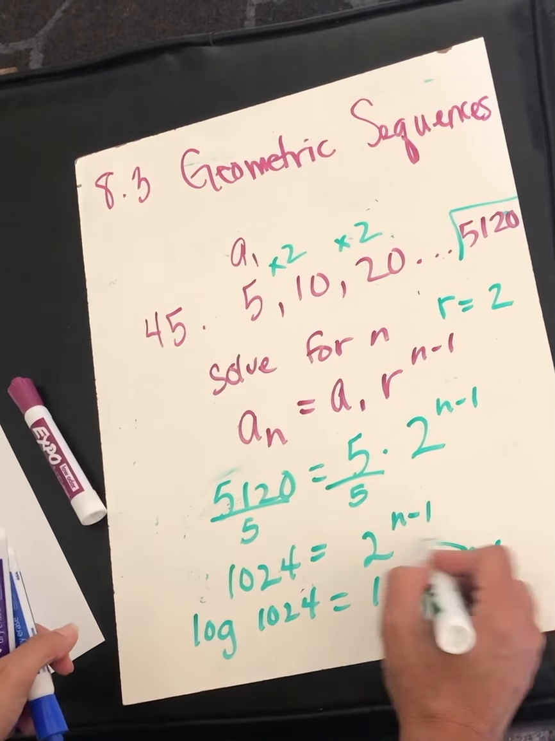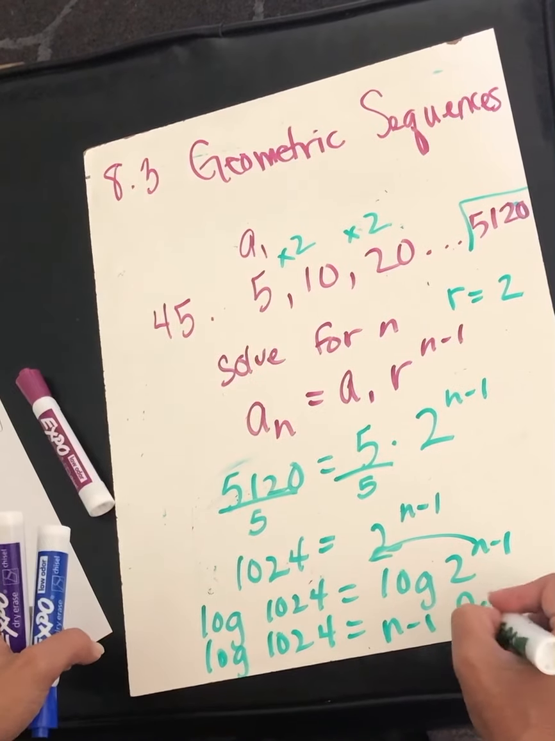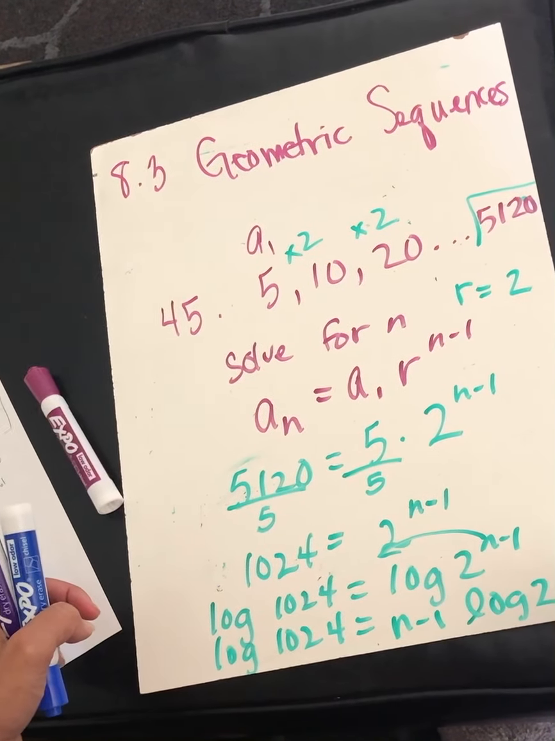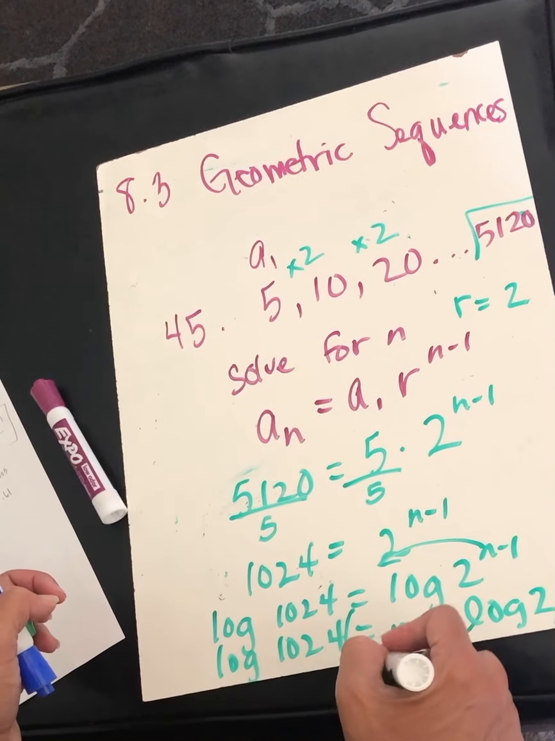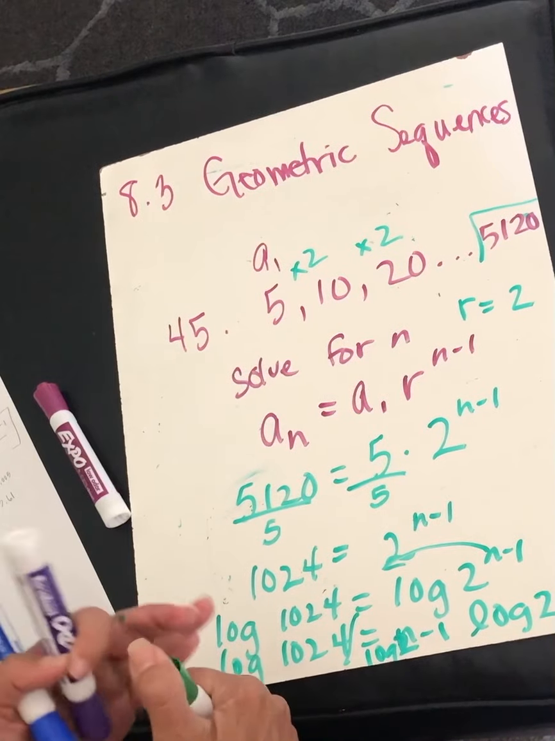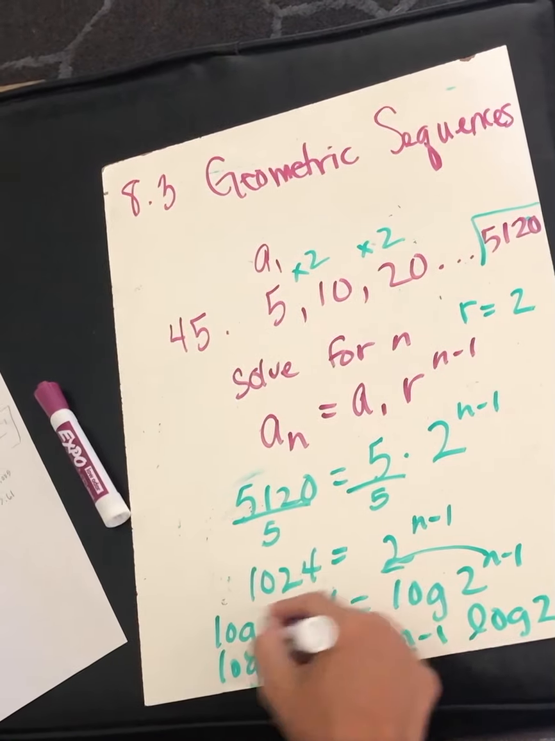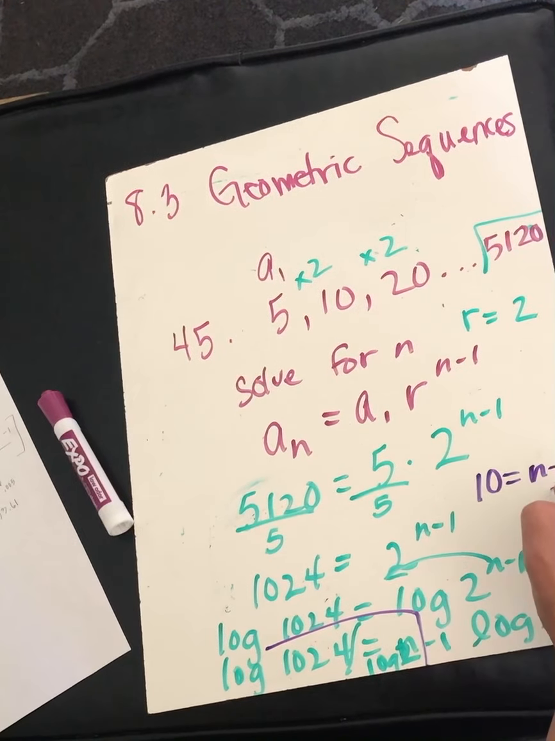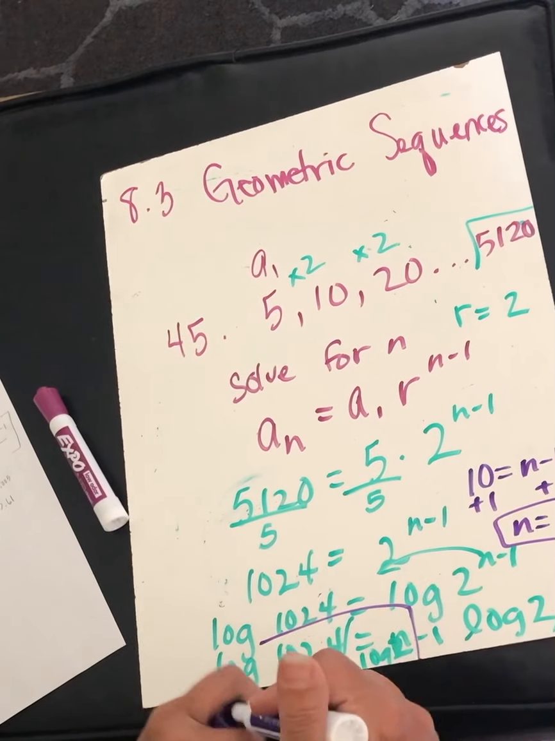I'm going to pull the power out in front. So the log of 1024 equals n minus 1 times the log of 2. I'm going to divide each side by the log of 2. So log of 1024 divided by the log of 2 actually equals 10. So this is equivalent to 10 right here. So we can say 10 equals n minus 1. And when you add 1 to each side, n would equal 11, which means there are 11 terms in the sequence.